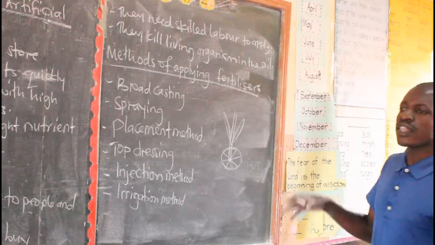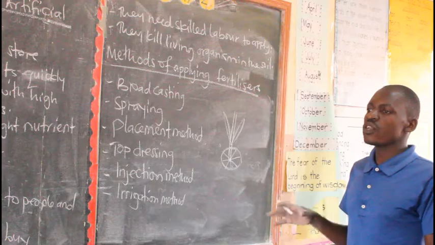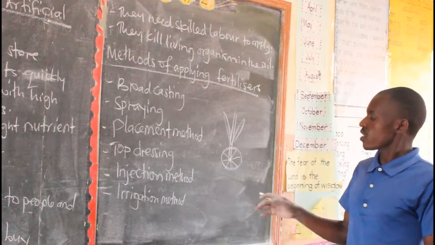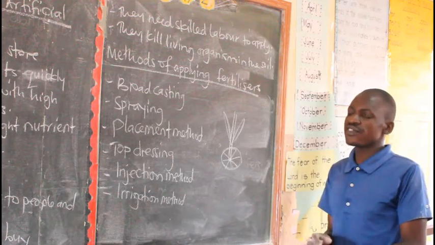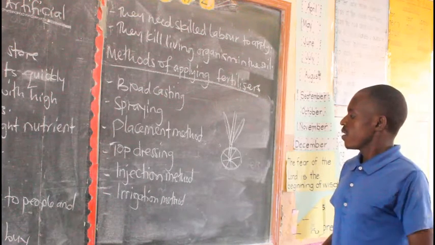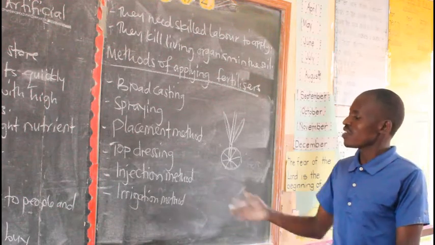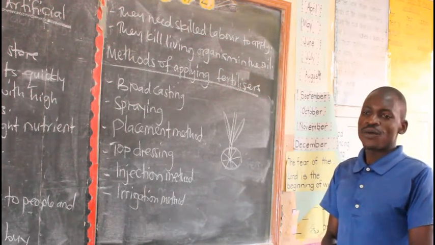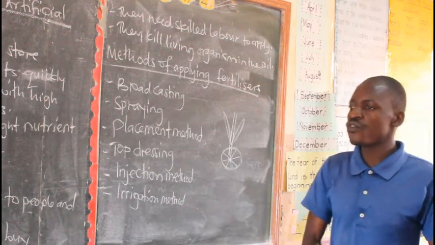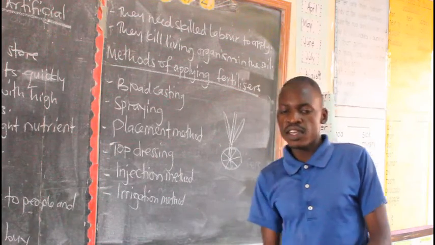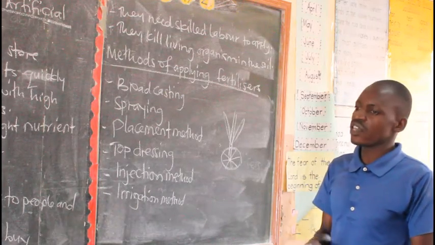Then we have another method called the injection method. The injection method applies to plants like bananas with long stems. You put a syringe and inject the fertilizer into the stem of the banana. Then the irrigation method happens in rice schemes, where they mix the fertilizer with water and allow it to flow into the garden. So these are the methods of applying fertilizers in the garden.